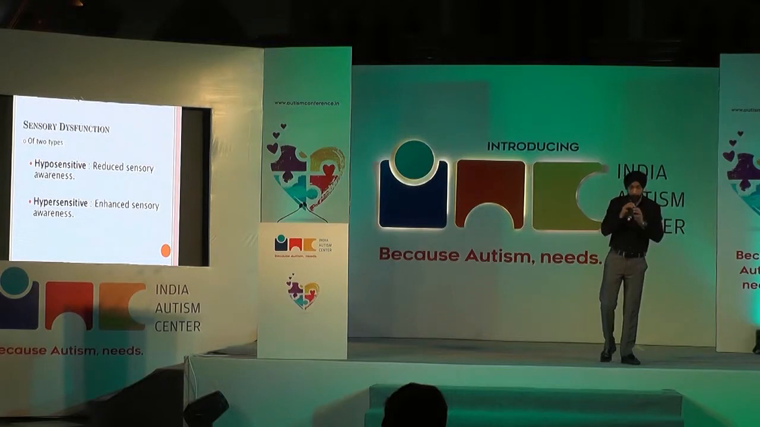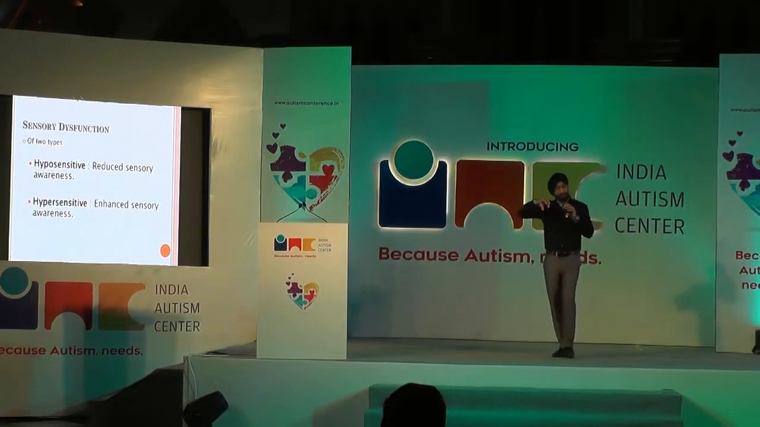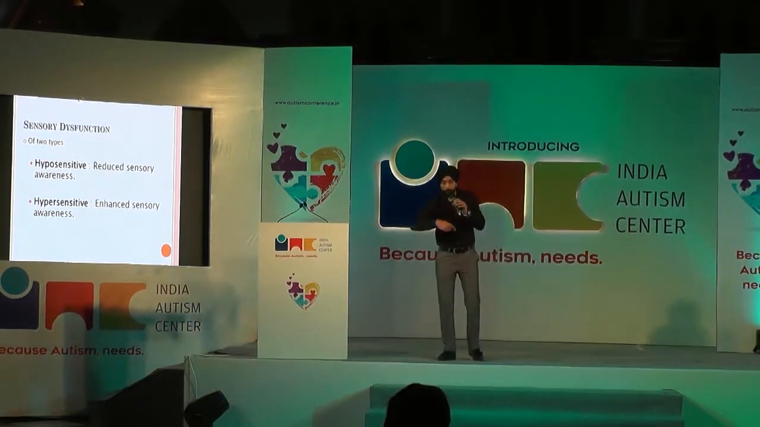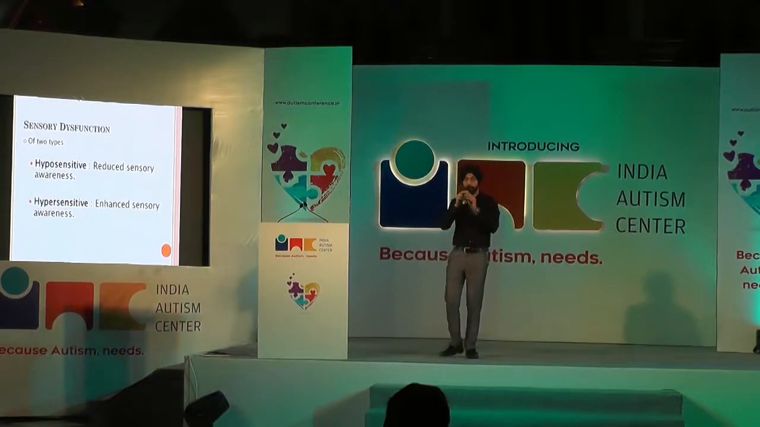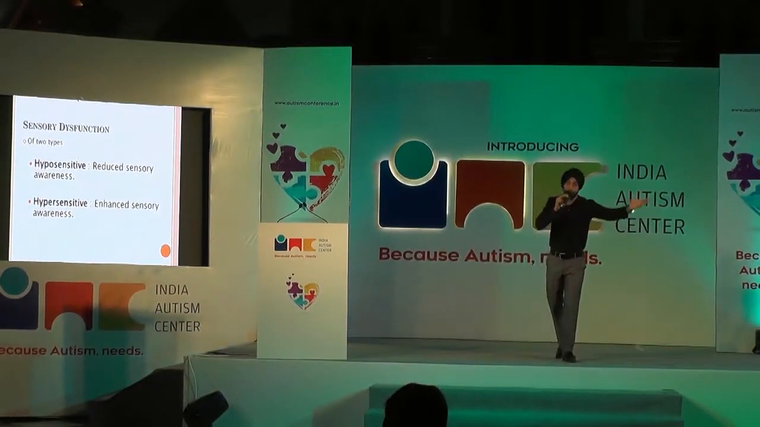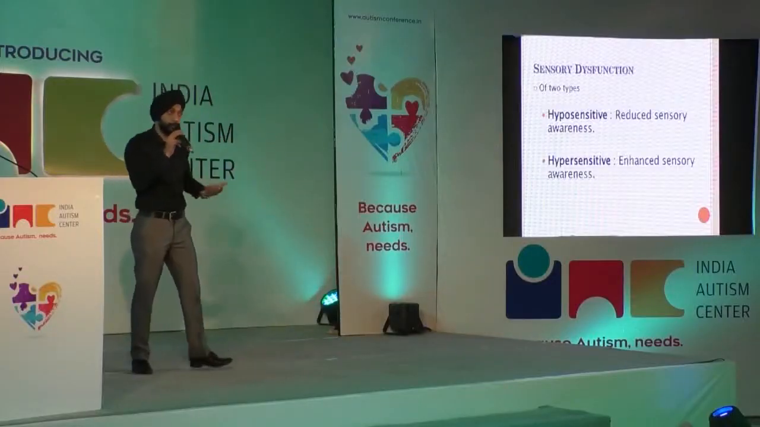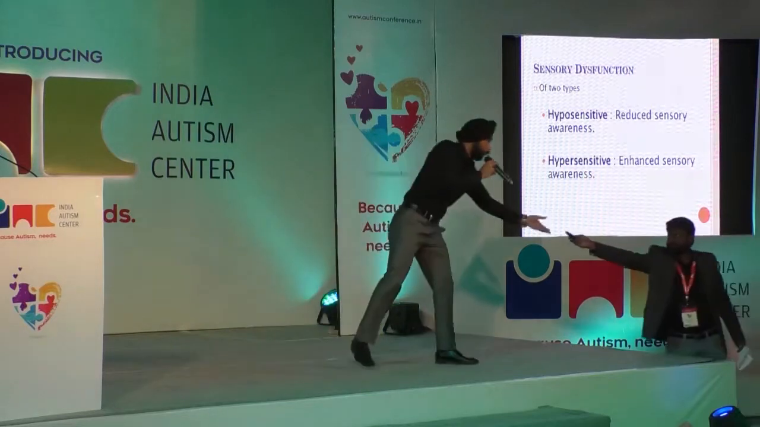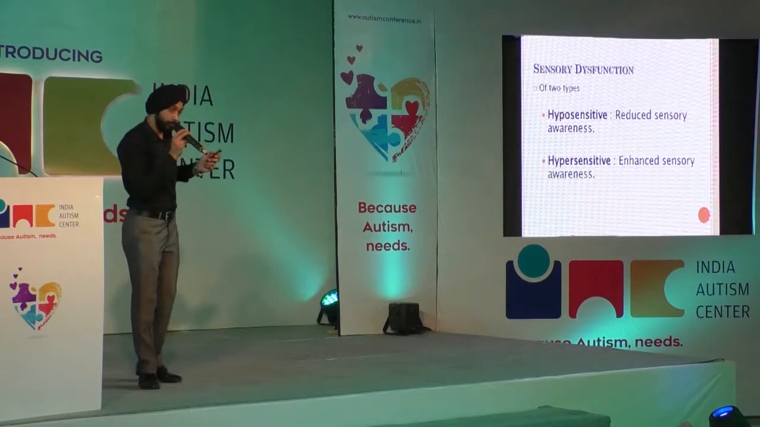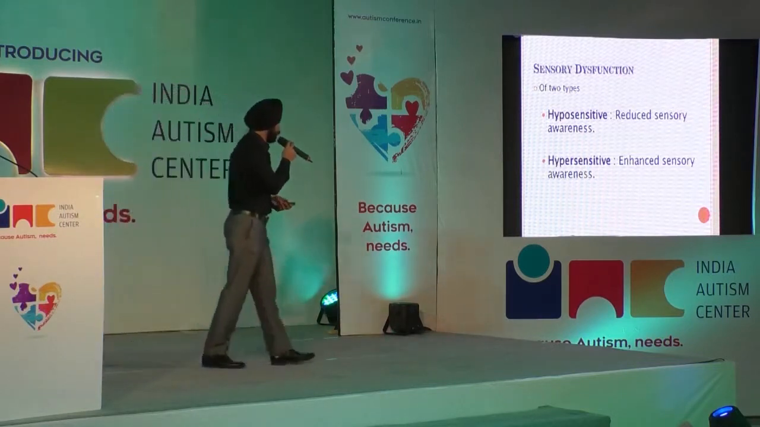Let me give you a very common example which every one of us knows. Many kids spin objects, or spin around chairs or tables, or while walking they keep touching the walls. What they are basically doing is seeking that input. And this is very common in spectrum cases. Okay, so we have three sorts of dysfunctions: hypo, hyper, and the seekers.